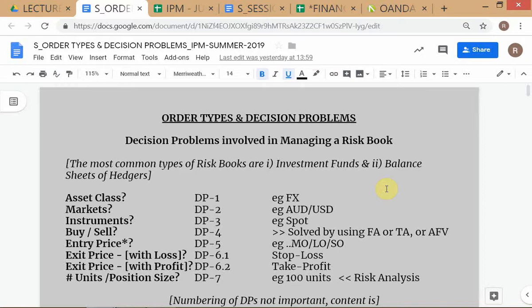The decision problems that we're going to cover are actually very common. As I've been saying, most of the stuff that we are covering is common to management of investment funds and investment portfolios, which is a major type of problem, but it is also a set of decision problems that is shared almost 100% by people who are managing corporate treasury, corporate balance sheets, risk on a corporate balance sheet, right?